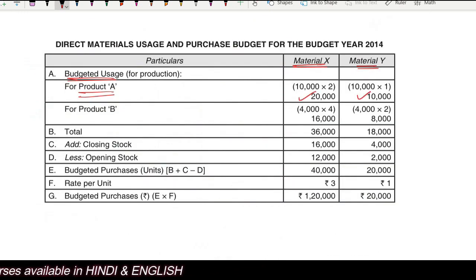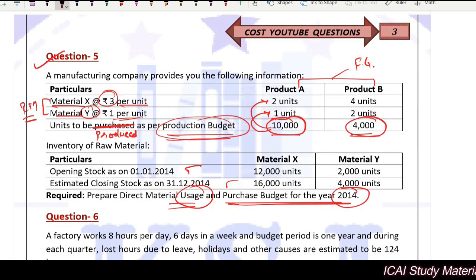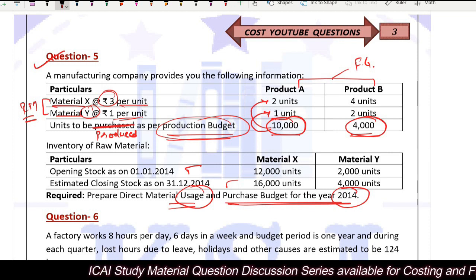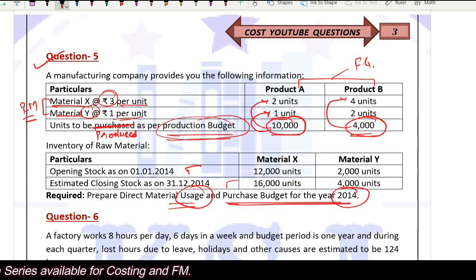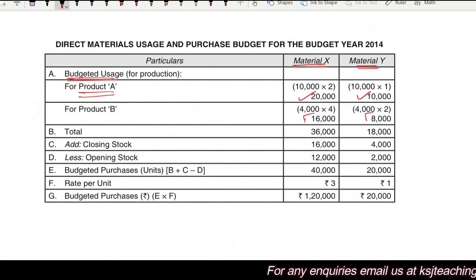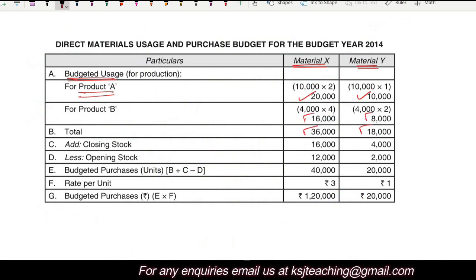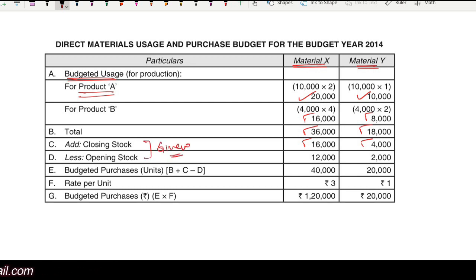20,000 and 10,000. Similarly, for product B, you want to manufacture 4,000 units. In manufacturing 4,000 units, you will require 4 units of material X per unit, that is 16,000 units, and for 1 unit 2 units of material Y, so for 4,000 units, 8,000 units, right? So 16,000 and 8,000, total 36,000 and 18,000. Add closing stock that is given to you in the question, that is 16,000 and 4,000, less opening stock. These are given in the question to you, right? So this is the purchase.